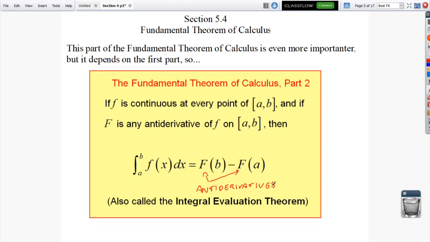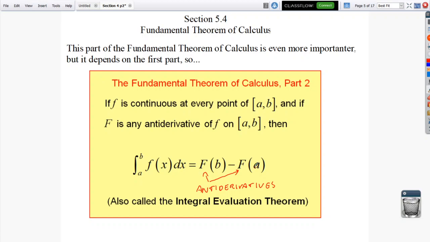So capital F means antiderivatives. Always make sure you anti-differentiate and then evaluate at the upper, subtract evaluating at the lower. And I will try to give you the tools to be able to do that, and as long as you show your work, it should be easy to keep track of it.